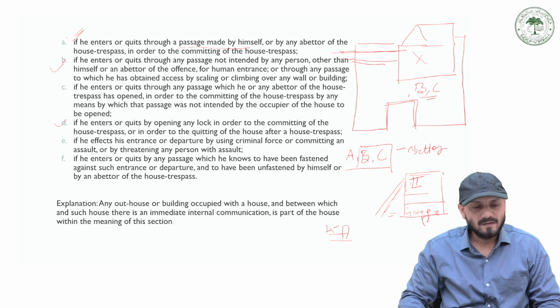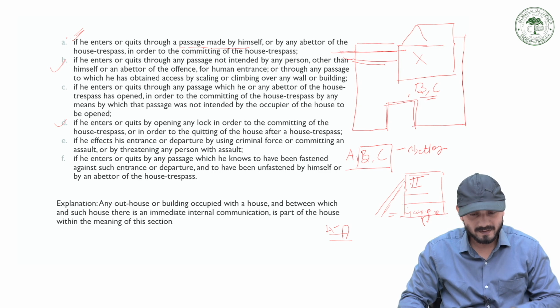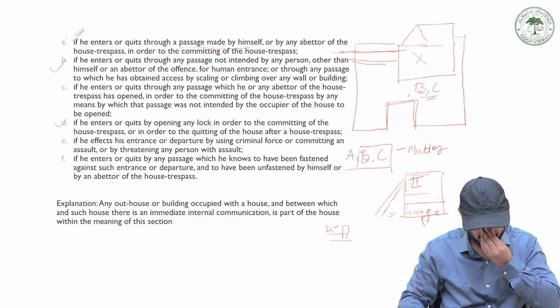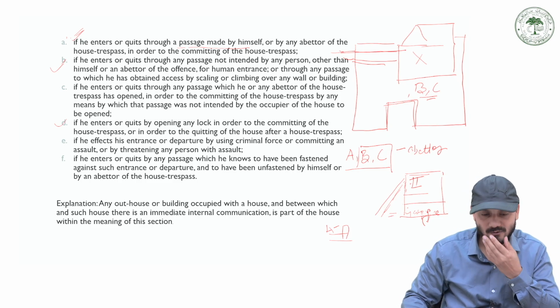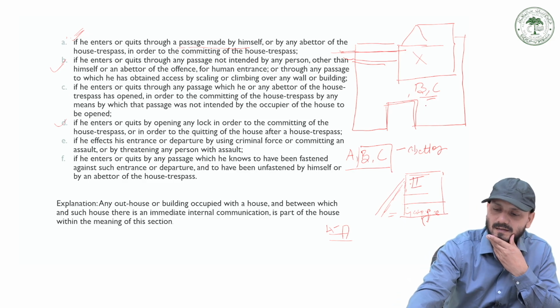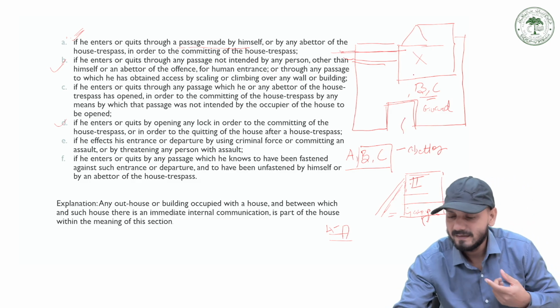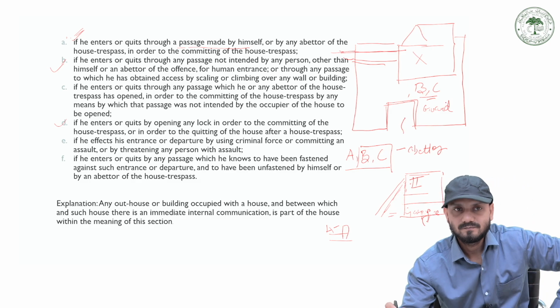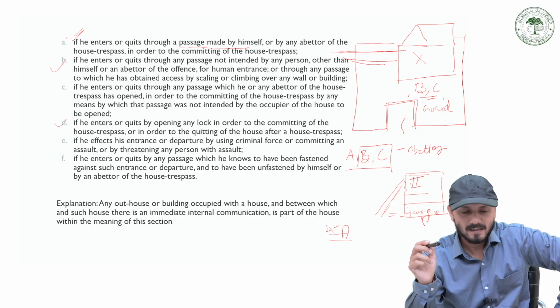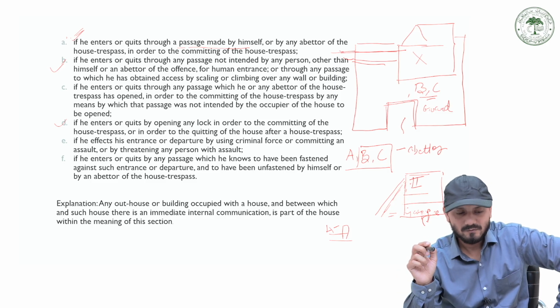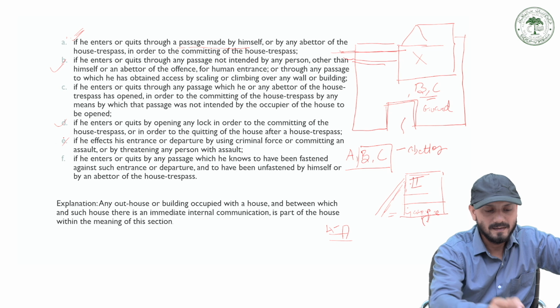Next, if he effects his entrance or departure by using criminal force or committing an assault, or by threatening any person with assault. This is a security guard. Or while entering or while leaving, he pushes him or hurts the security guard. This case would fall under E.